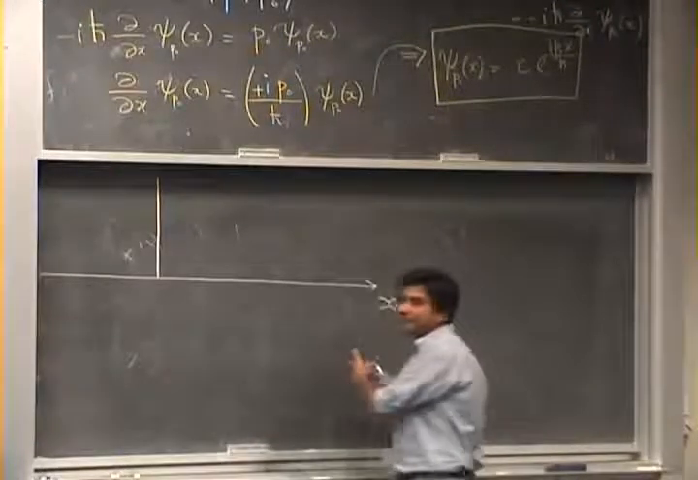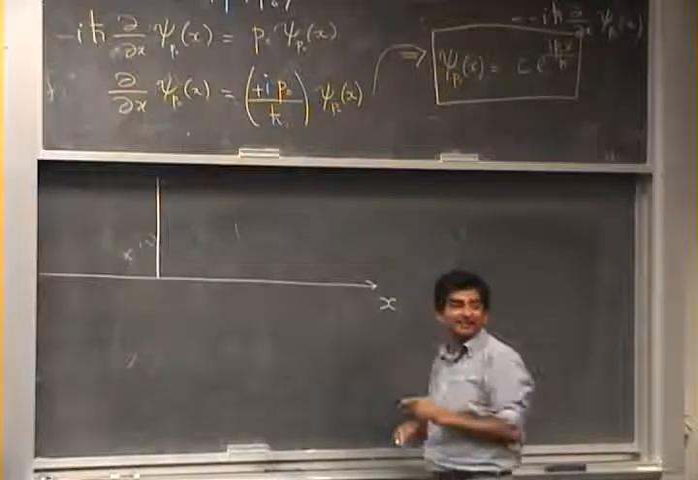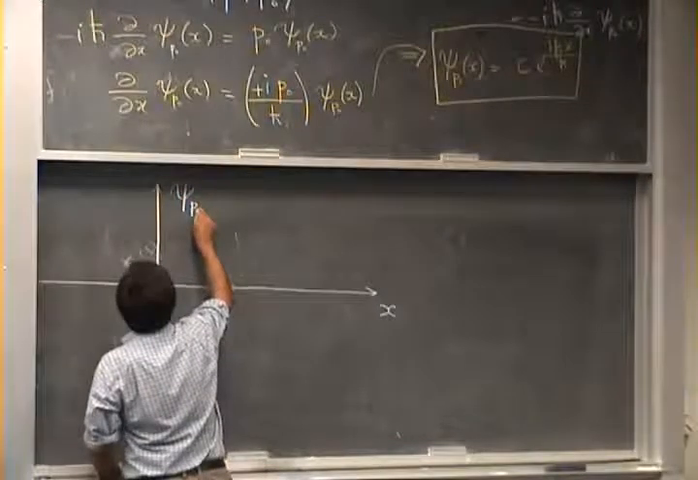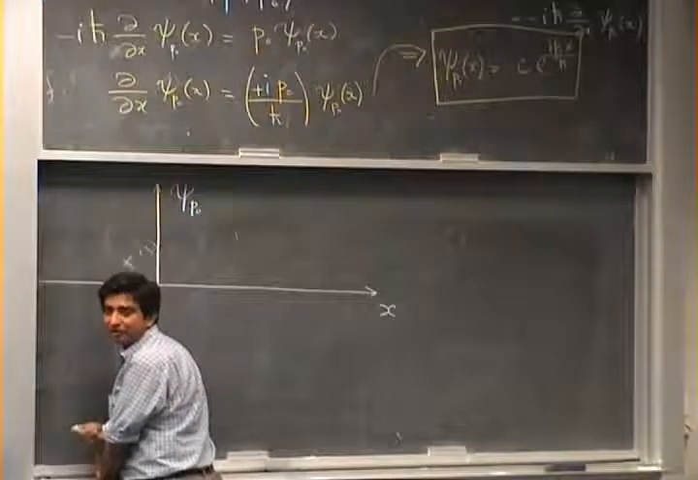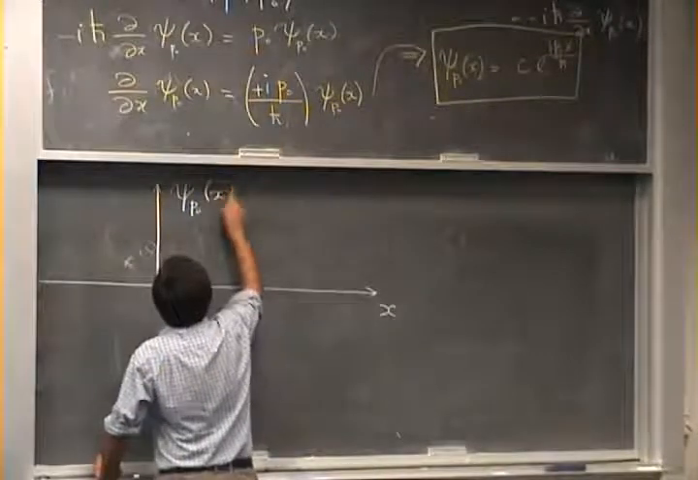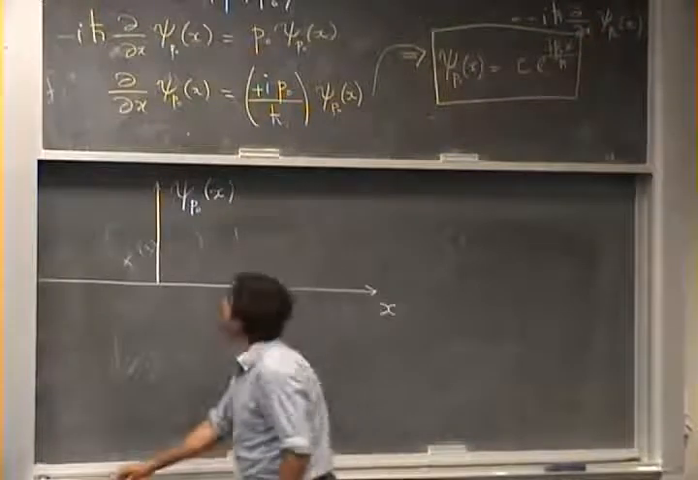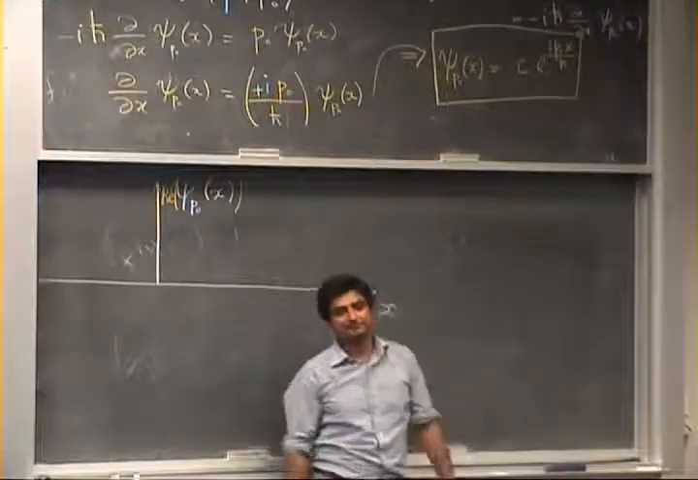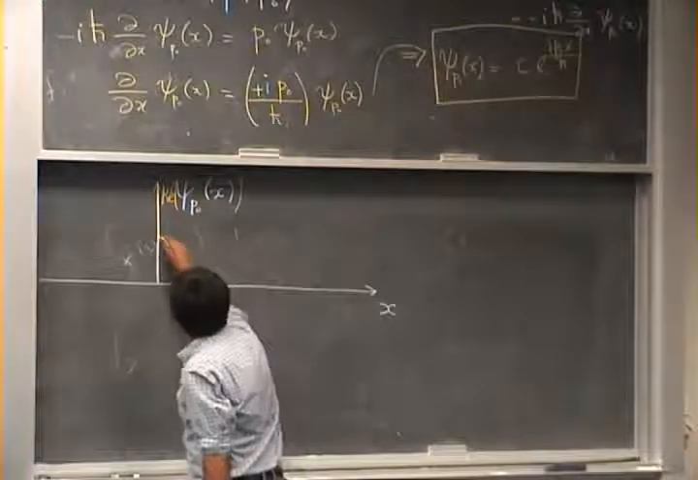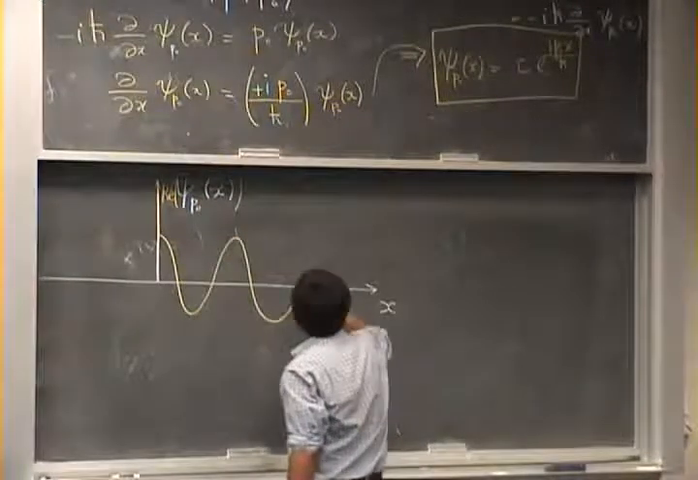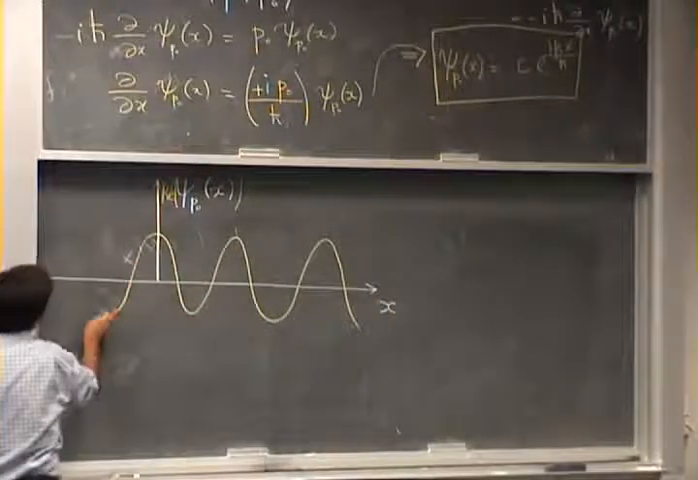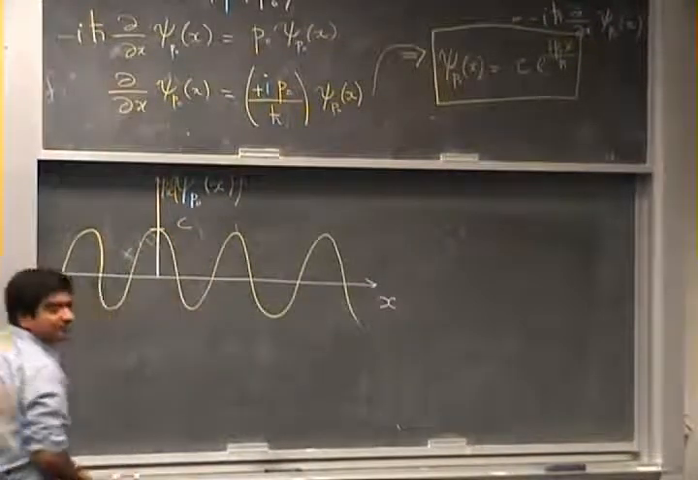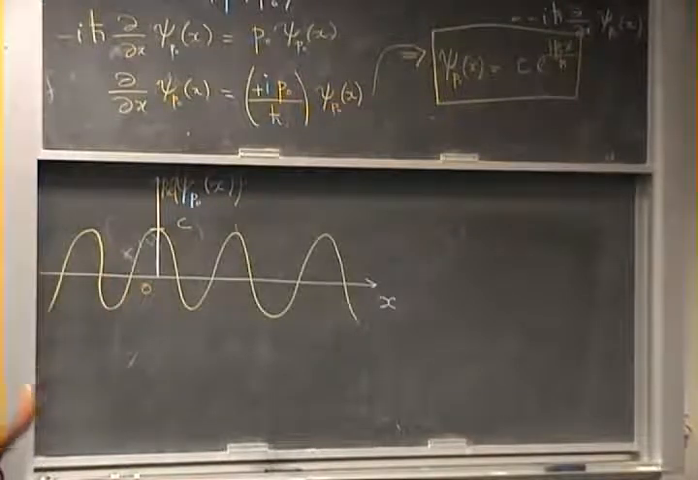The new wave function is now in the position basis, so my axis is x. And what am I plotting? I am plotting the wave function of the momentum eigenstate, the new state p naught that has been created, as a function of position. I'm plotting the real part of it, which is just cosine of p naught x over h bar. So it's going to be a function like this, whose height is C. This is 0. C is a constant; we'll find out what it is.